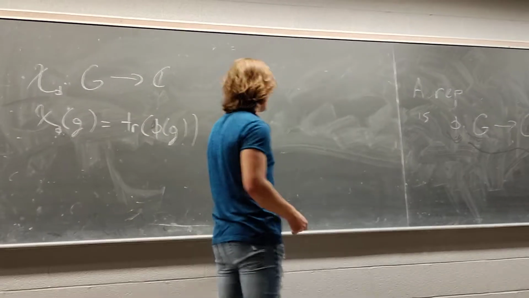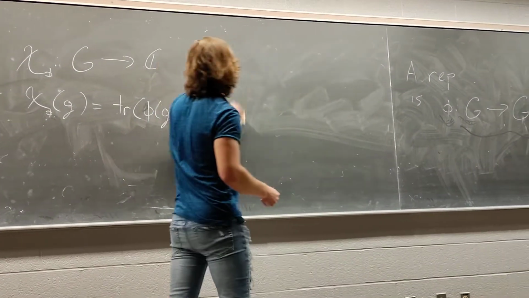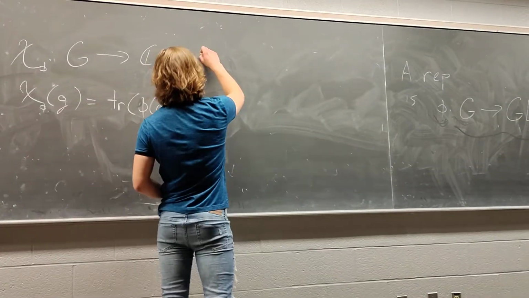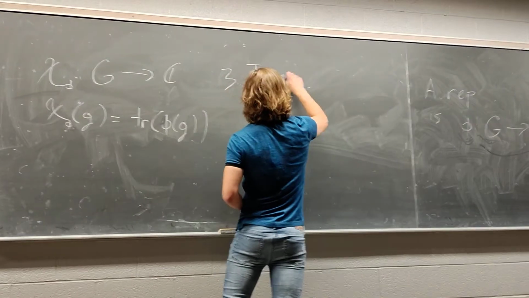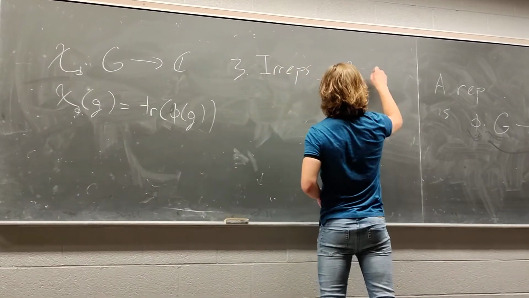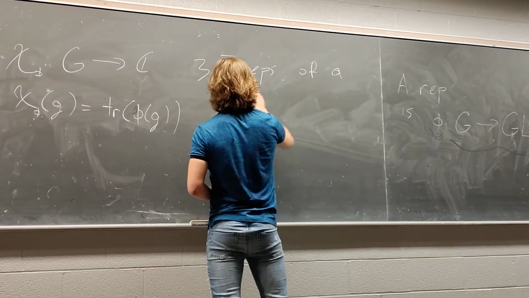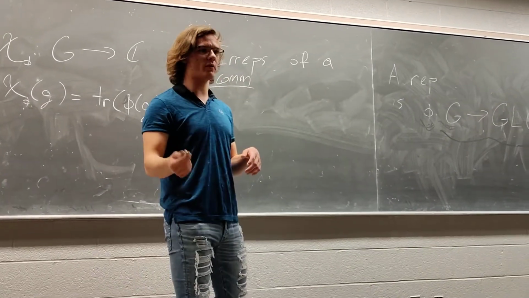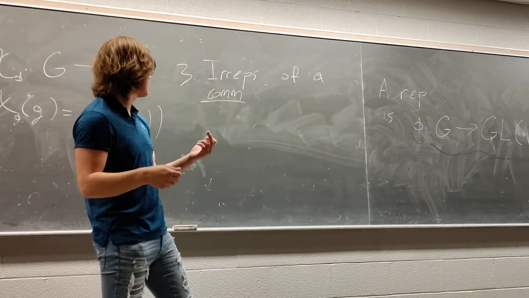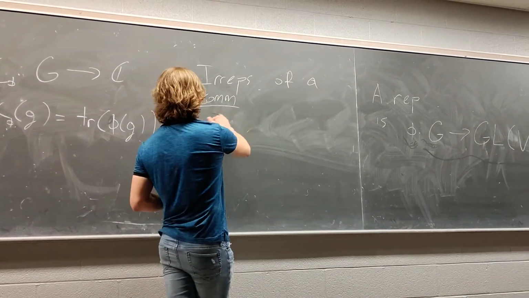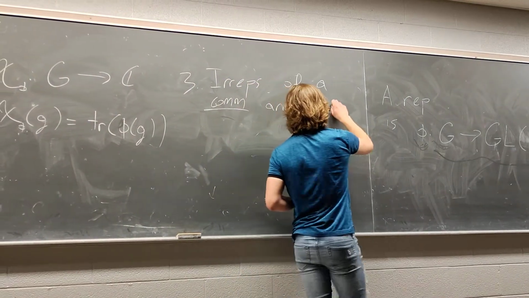Last big point, I guess I will write these down. The big one that I want to write down: irreducible representations of a commutative group. For those of you who haven't heard the word commutative before, it just means multiplication order doesn't matter. A times B is the same as B times A. The irreducible representations of a commutative group are one-dimensional.